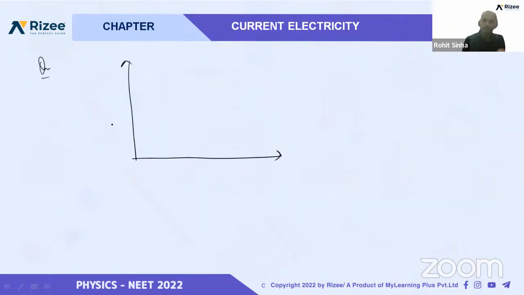Okay, now let us see one question. It is written, IV graph.